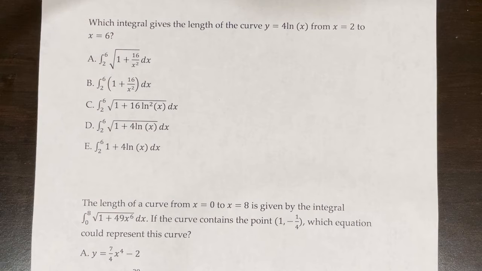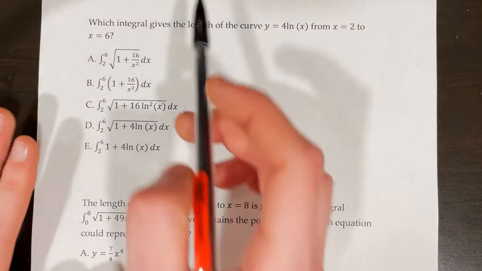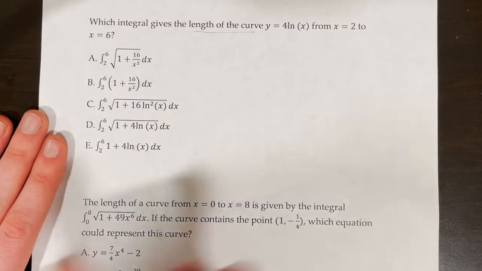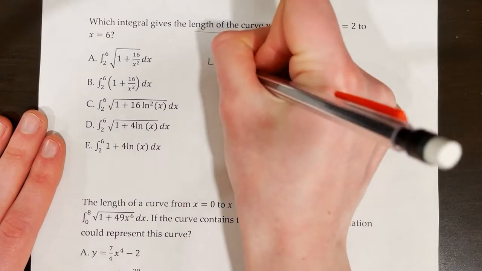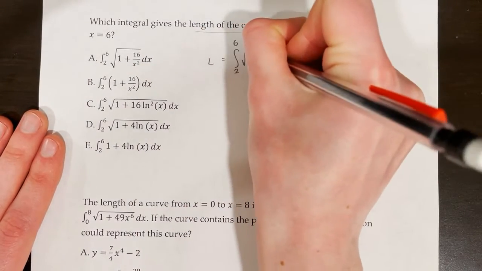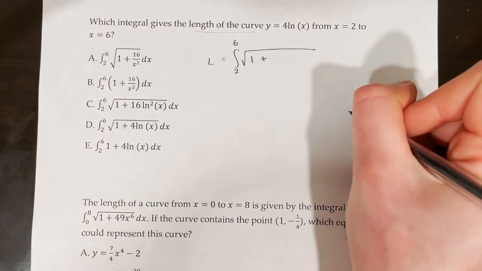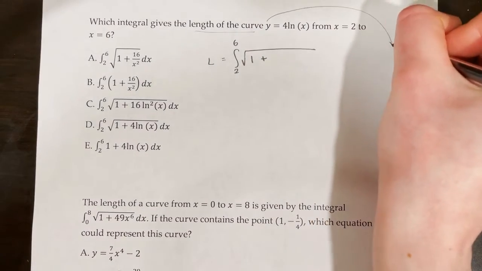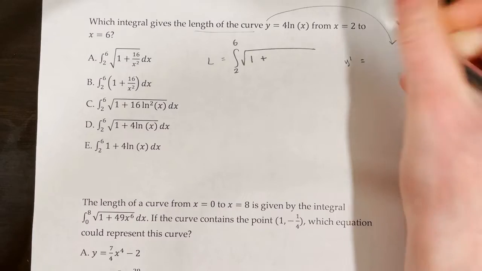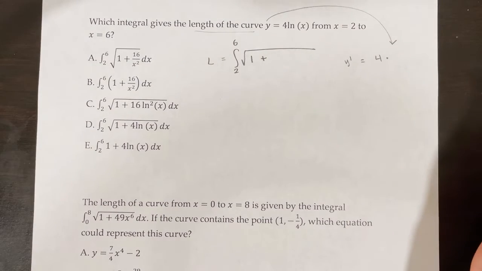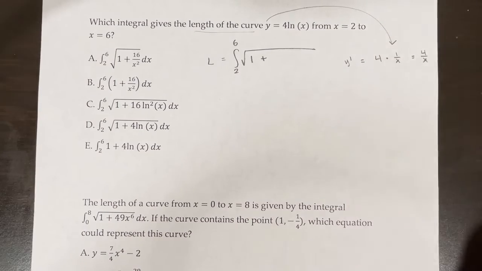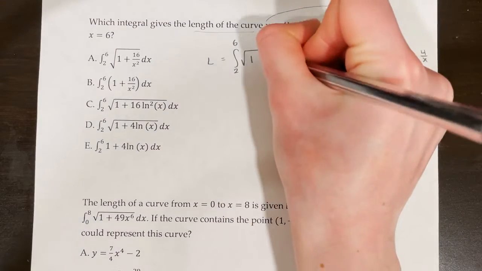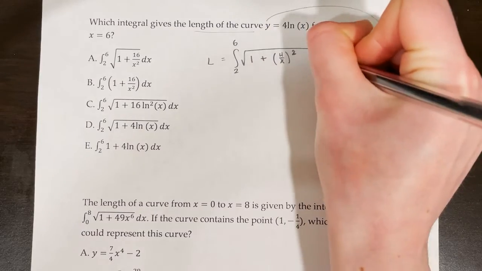Which integral gives the length of the curve y equals 4 times the natural log of x from x equals 2 to x equals 6? Since it's asking about the length of the curve, I will be using the arc length formula here. So L is equal to the integral from a to b, in this case from 2 to 6, of the square root of 1 plus y prime or f prime squared. So if we take y over here, we're going to then try to find y prime. Y prime would be equal to 4 times the derivative of the natural log of x. Derivative of the natural log is 1 over x. So y prime is really 4 over x. That means that when we do this, we'll have 1 plus, open parentheses, 4 over x squared dx at the end.